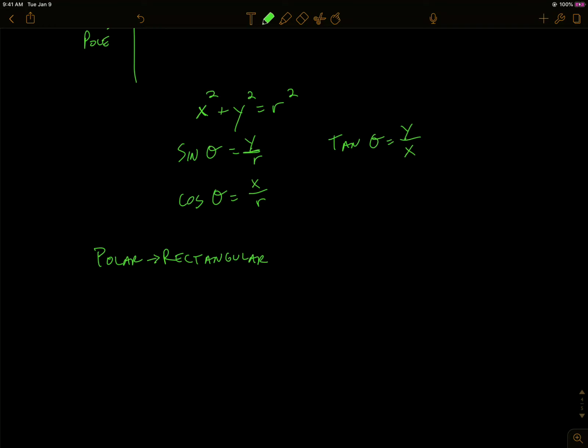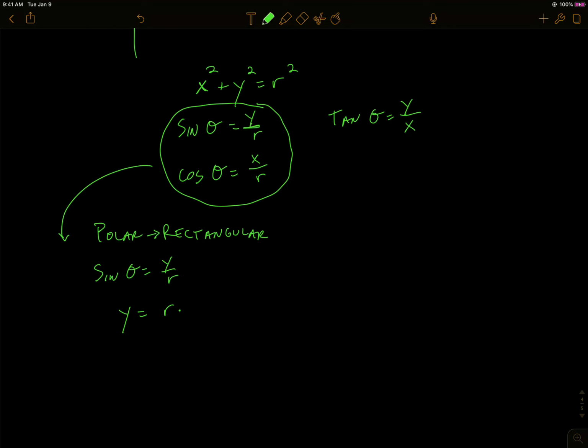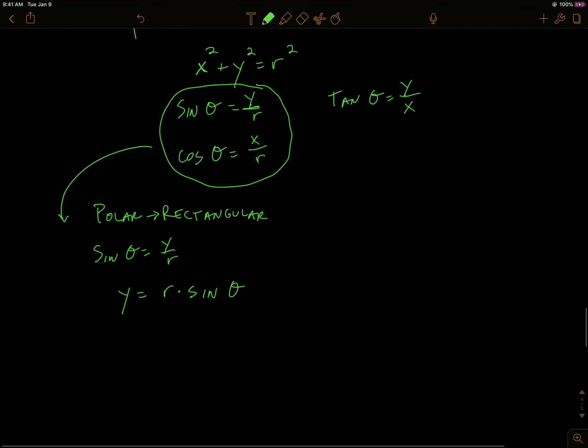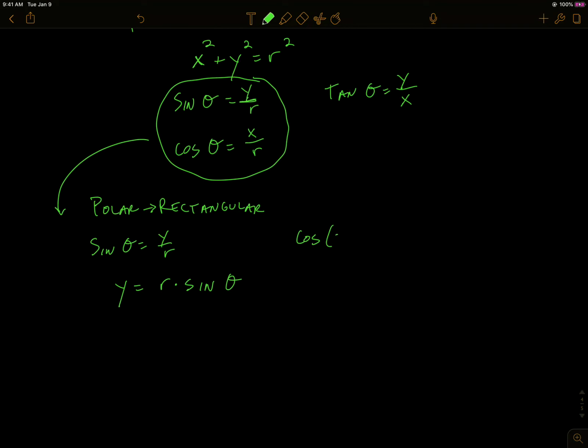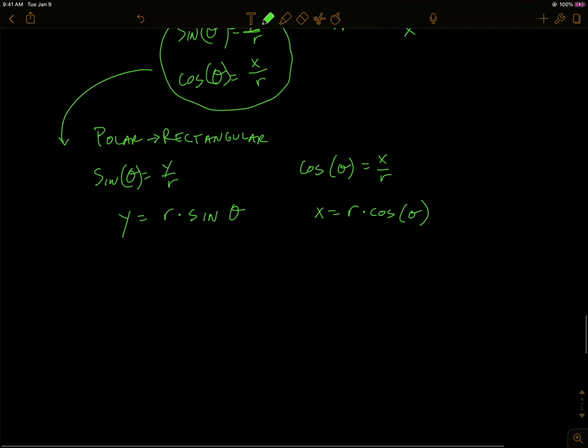So we're going to specifically look at these two equations. Sine of theta equals y over r. I could solve that for y by multiplying both sides by r, and I get y equals r times sine of theta. Similarly, cosine of theta equals x over r, so x equals r times cosine of theta. This is important because these are like functions where your input is the r and theta, and what you get out for an answer is a y coordinate.